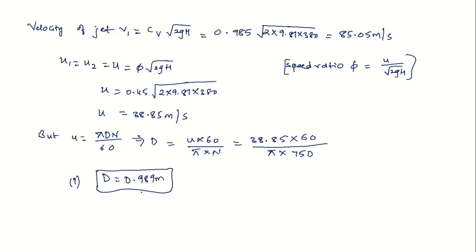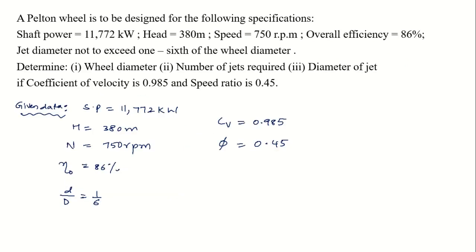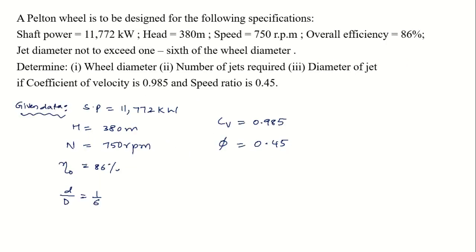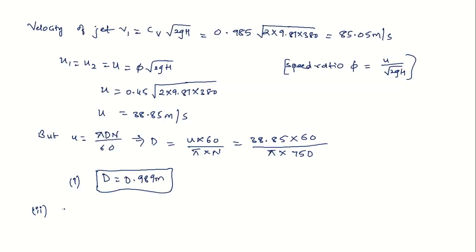We got the diameter of the wheel. Next we need to go for this relation as we have d by D equal to 1/6, right? So from here, what is small d equal to? Small d will be equal to capital D by 6, which is 0.989 by 6, which comes out to be 0.165 meters. This is the diameter of the jet.